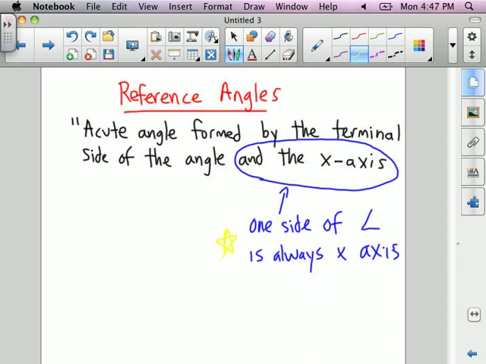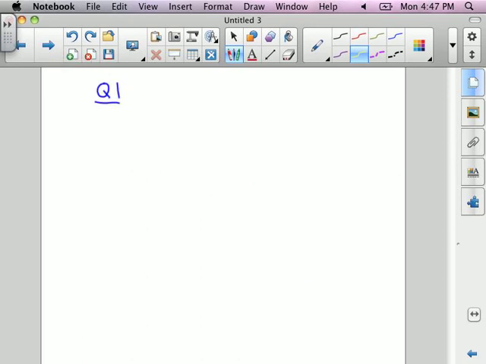I'm going to show you 4 examples of this, one in each quadrant, because the different quadrants kind of have their own little quirks to them. So, first I'm going to look at the first quadrant, and I'll make up an angle right here. Let's say I had an angle like this that was 70 degrees.